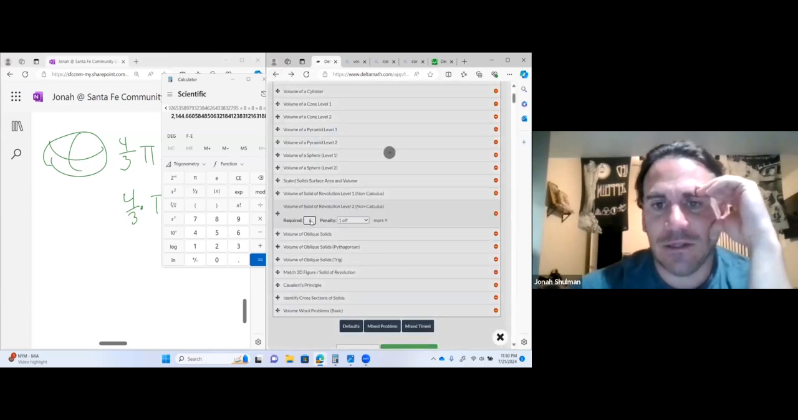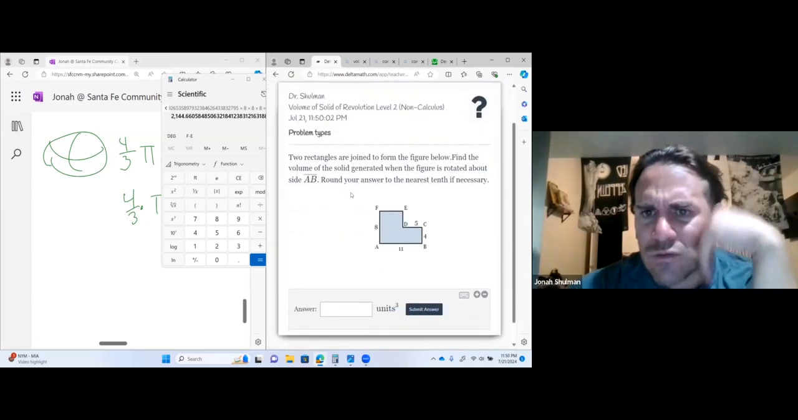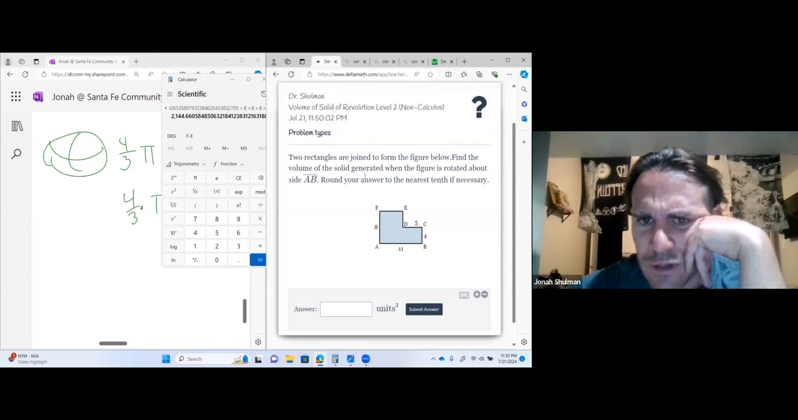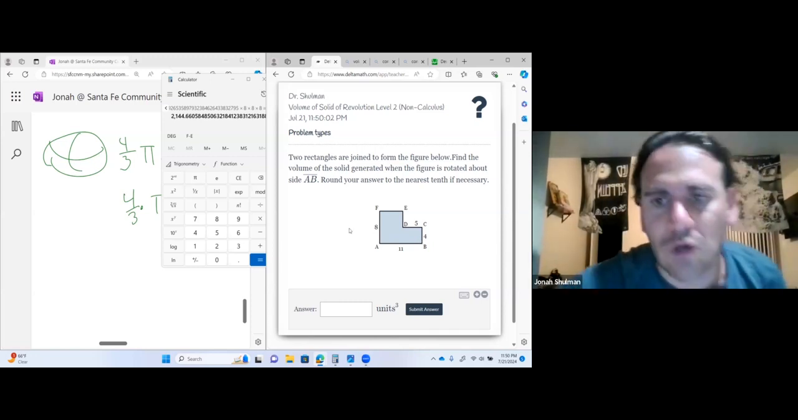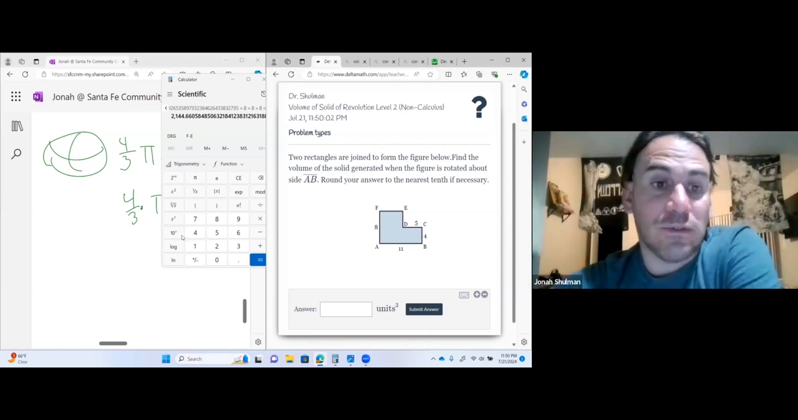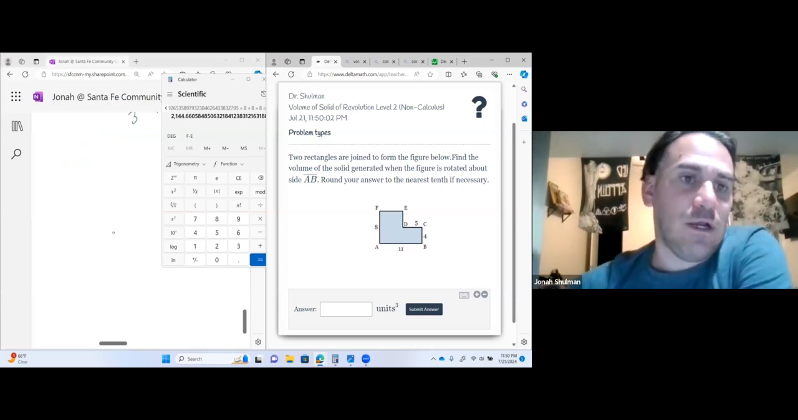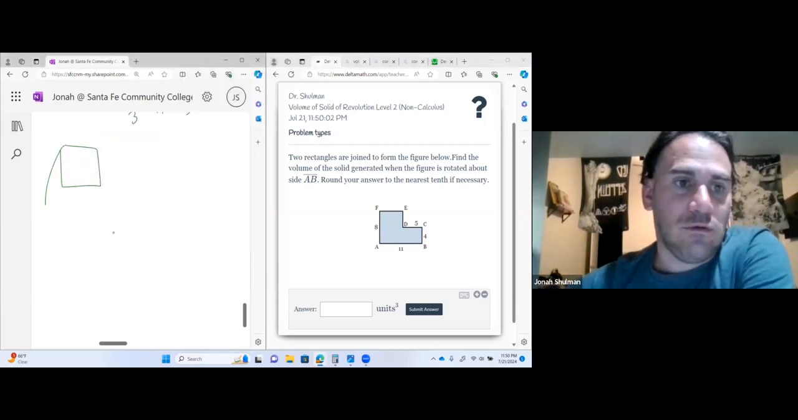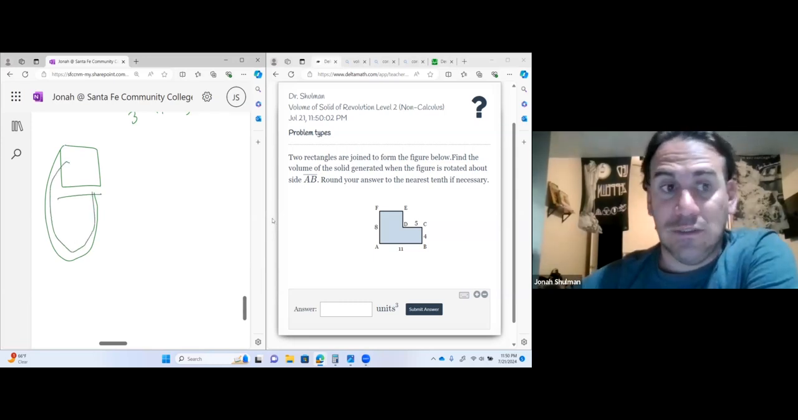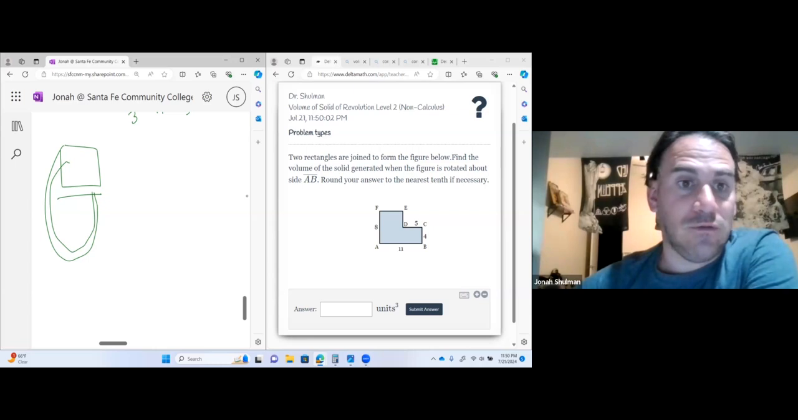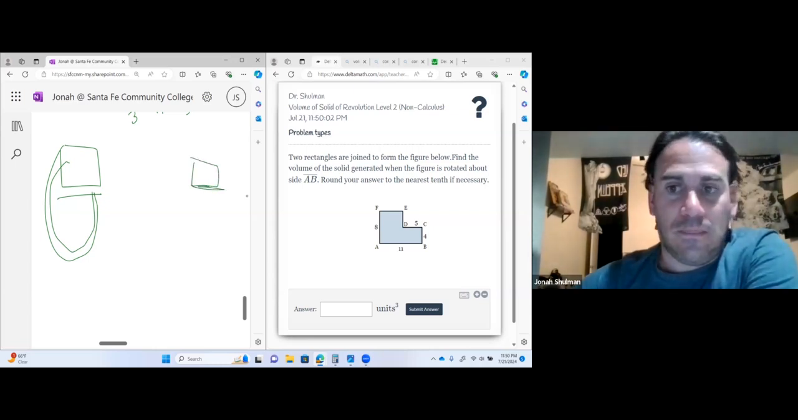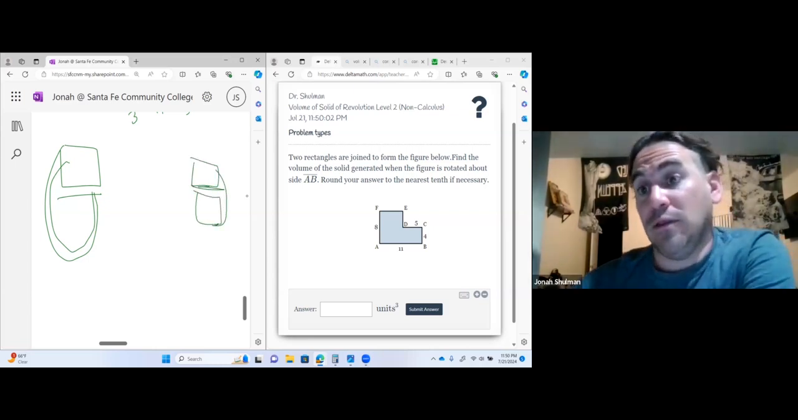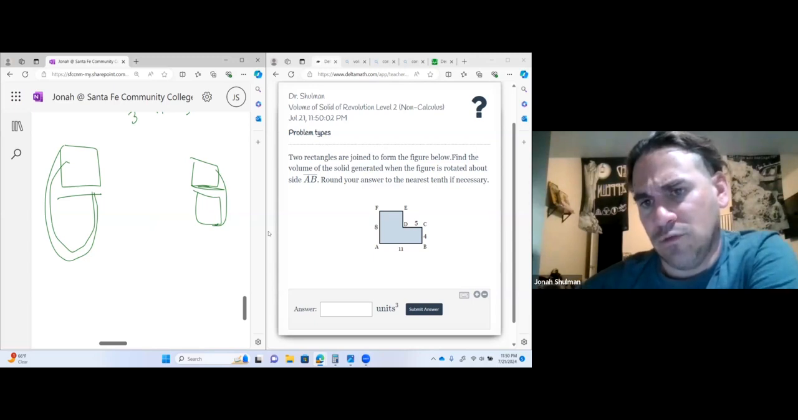All right, let's do a second level. Two rectangles are joined to form the figure below. Find the volume generated when the figure is rotated around AB. So this is tough. To me, this is double cylinder. It's a rectangle spun around. I'll do this one. That's what I'm visualizing. This thing spinning around and then the little bit spinning around. And I'm going to add them together. So I'm going to do this piece plus this piece.